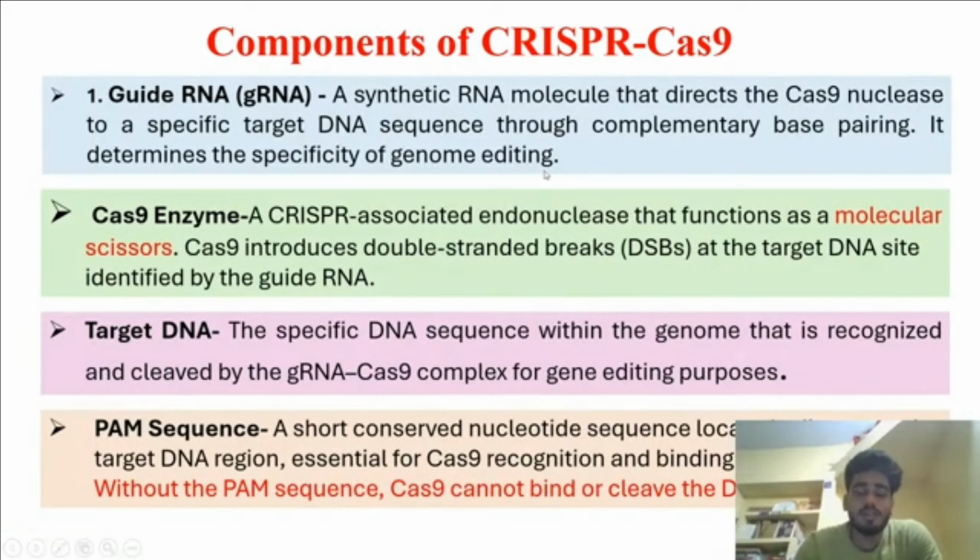Next, we can see what the components of CRISPR Cas9 are. So here is the guide RNA. Firstly, the guide RNA is an RNA molecule that directs the Cas9 protein to a specific target. After that, it guides the Cas9 nuclease enzyme, which works as a molecular scissor and cuts the DNA fragment. Then there is the target DNA, which we have to cut, and the PAM sequence, a nucleotide sequence present adjacent to your target DNA. Without the PAM sequence, Cas cannot bind or cleave the DNA.